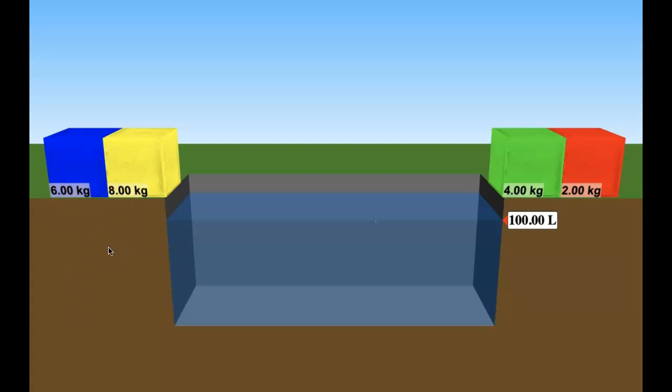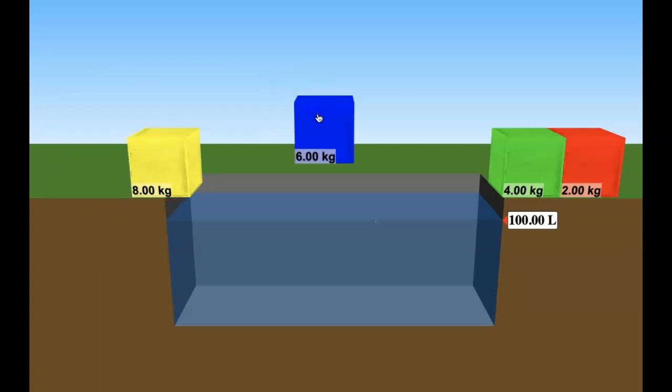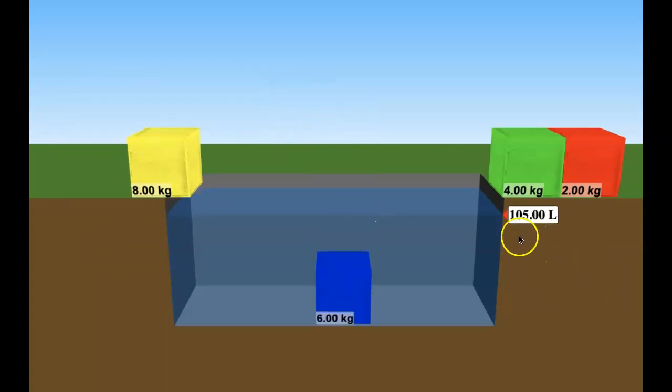Let's test it. First, I'm going to put the blue object of 6 kilograms into the water. Notice the final volume is 105.00 liters, and I started at 100. Therefore, this object has a volume of 5 liters.